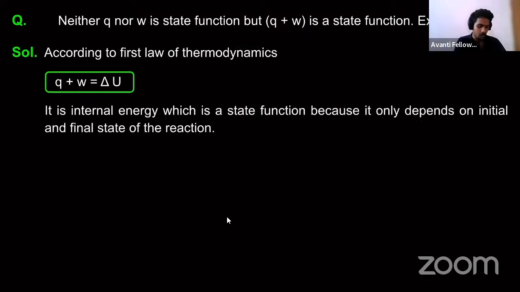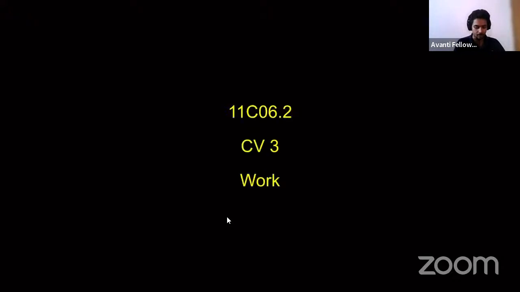Note down, according to the first law of thermodynamics, delta U is equal to Q plus W. Internal energy is a state function because it only depends on the initial and final states, not on the path we choose. It will only see the initial internal energy and the final internal energy, nothing more. Whether you are increasing the internal energy by work done on the system, work done by the system, or heat absorbed or emitted by the system, it doesn't depend on that. It depends only on the final and initial states.